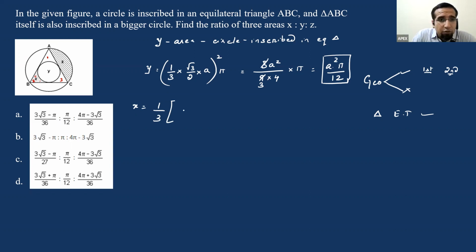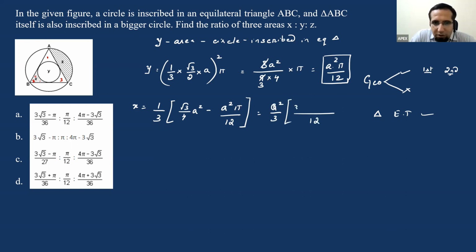So first of all, the area of the equilateral triangle is root 3 by 4 into a squared, minus the area of the incircle. What is the area of the incircle? We have seen the area of the incircle is a squared pi divided by 12. So I repeat, x is equal to 1/3 of the area of the equilateral triangle minus this part. So what do we get from here? The LCM is 12 here. So a squared is taken out first. a squared by 3 is out. Here the LCM is 12, so this becomes 3 root 3. Clear? Minus pi. So 3 root 3 minus pi.